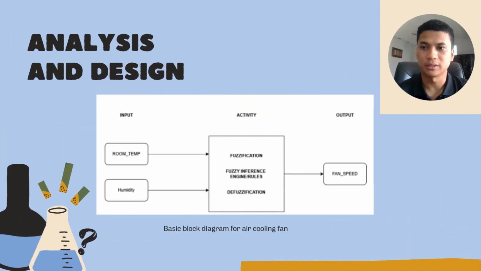Hello, my name is Muhammad Afiq. I will talk about analysis and design. For the analysis and design, we have a basic block diagram for the air cooling fan, which has the input, activity, and the output. For the input, we have room temperature and humidity. For the activity, we have fuzzification, fuzzy inference engine or rules, and defuzzification. And the output is fan speed.